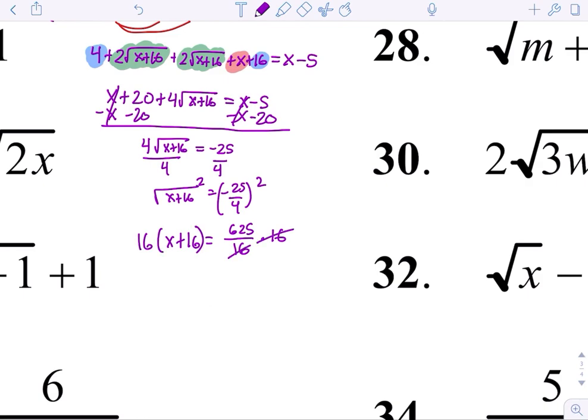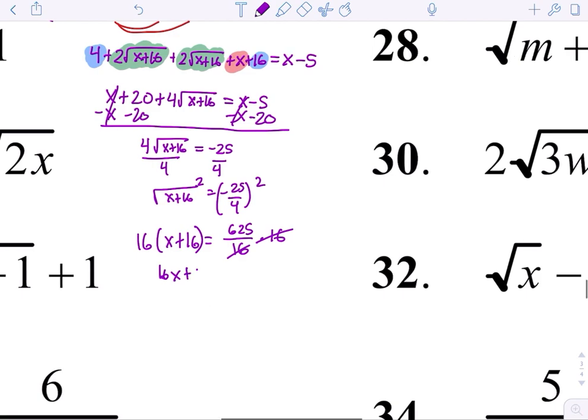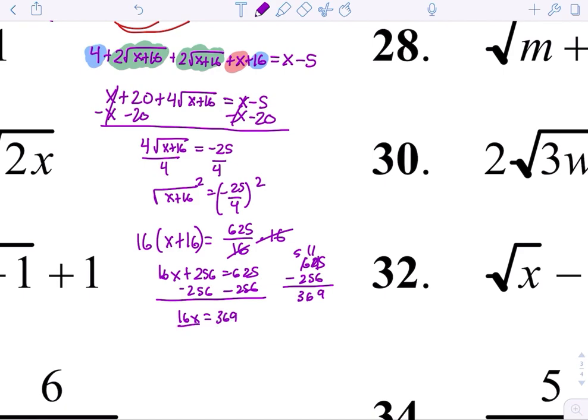These cancel, so we get 16x plus 16 times 16, which I think is 256, which equals 625. Subtract 256 from both sides. 16x is equal to 625 minus 256, which is, I don't have a calculator with me, so let's see, 369. So x is equal to 369 all over 16.